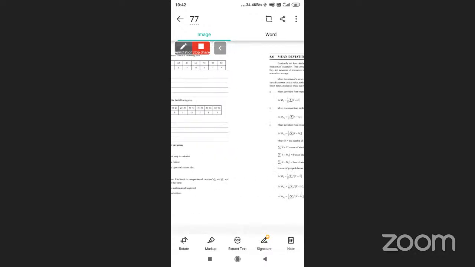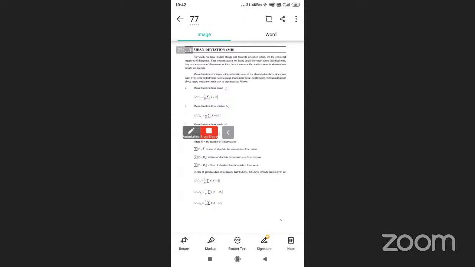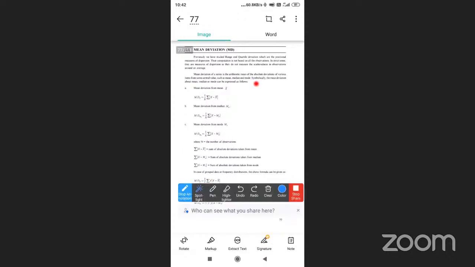Now coming to mean deviation, MD. Previously we have studied range and quartile deviation, which are known as positional measures of dispersion. Their computation is not based on all the observations. In the strict sense, they are not measures of dispersion as they do not measure the scatteredness in observations. Scatteredness means dispersion, how the variables are dispersed, whether there is less dispersion or more dispersion. Literally, dispersion means scatteredness of the variables.